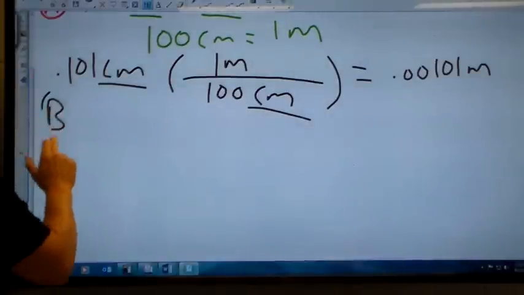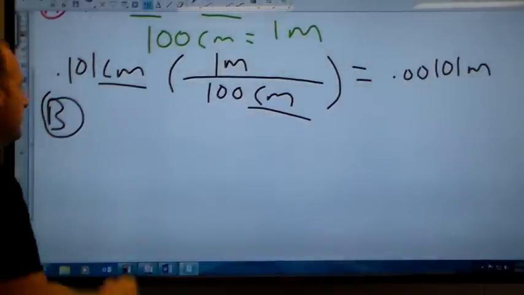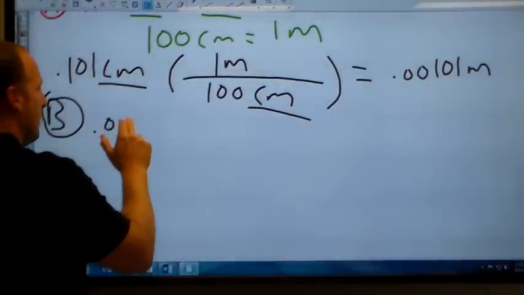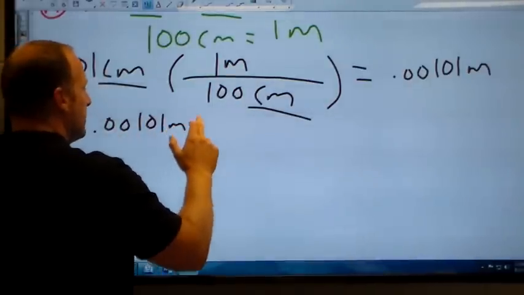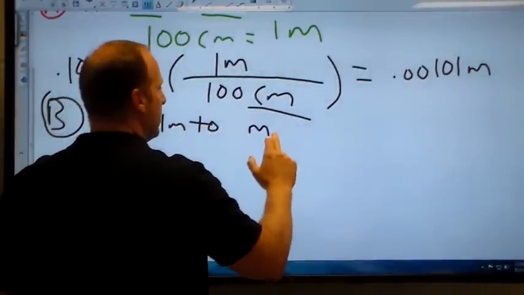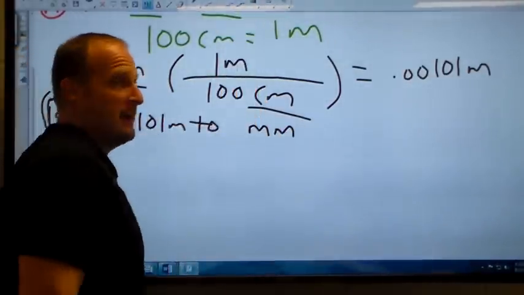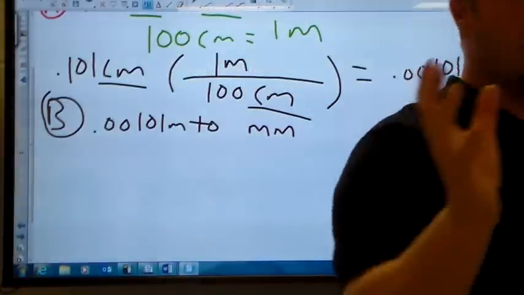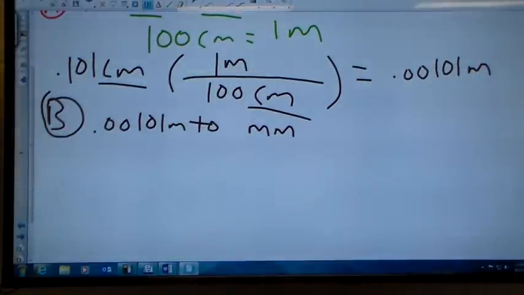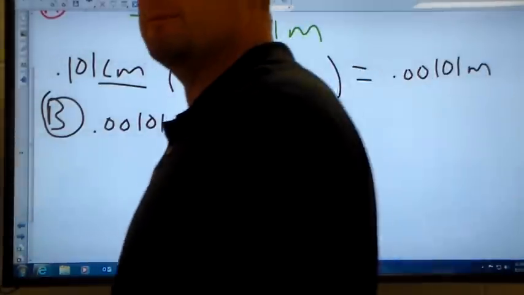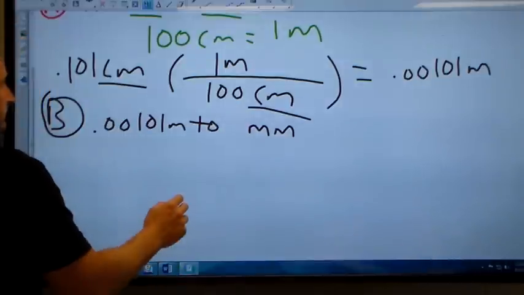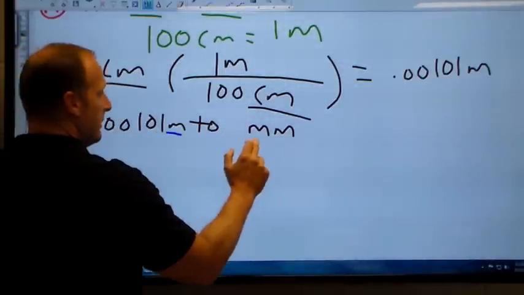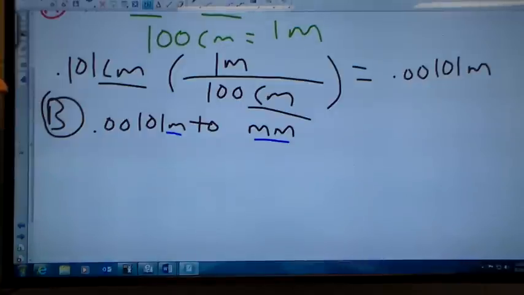All right, so that's not our answer. It told me to go in millimeters. So now I'm going to take 0.00101 meters to another prefix, millimeters. First step. So it's step B. Everybody follow me right here? First step, equivalent statement, between meters and millimeters. Tell me what it is.